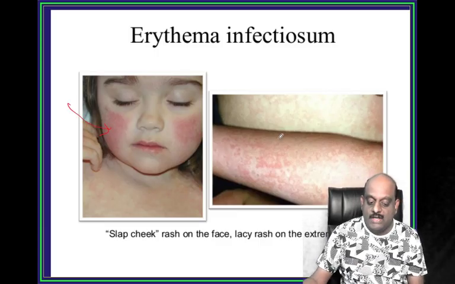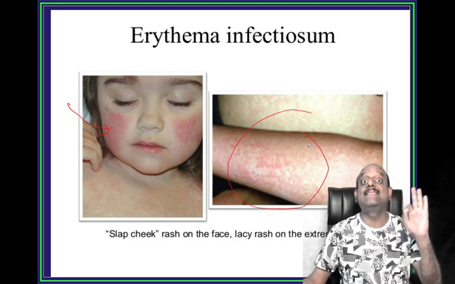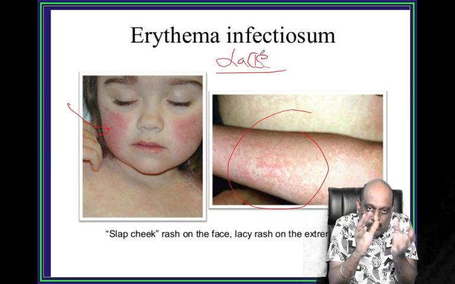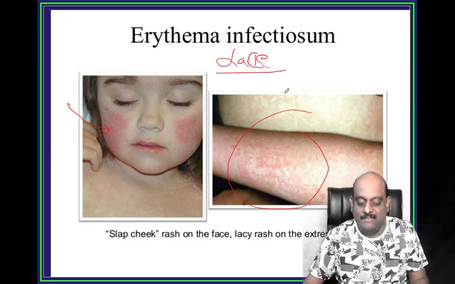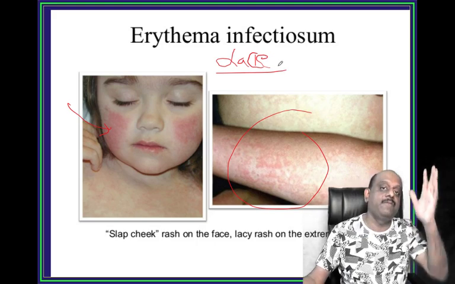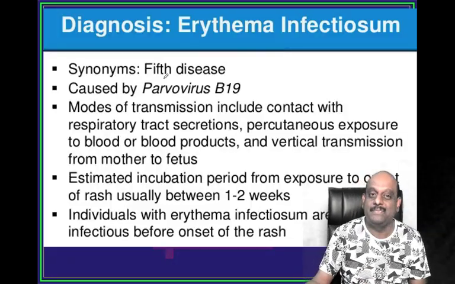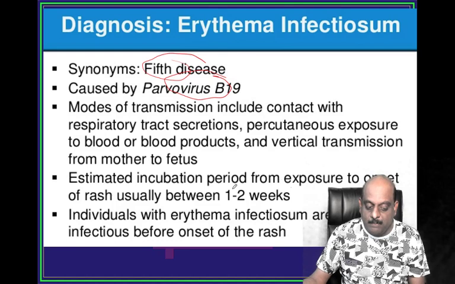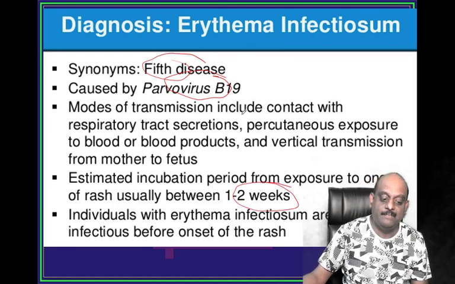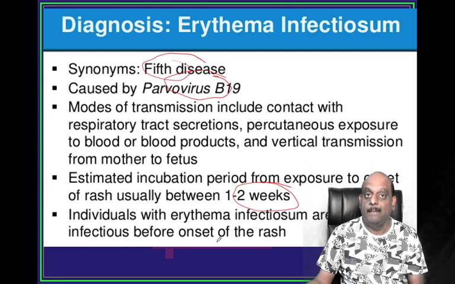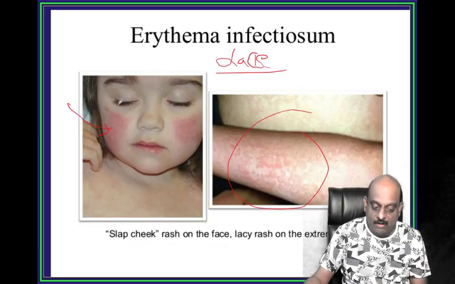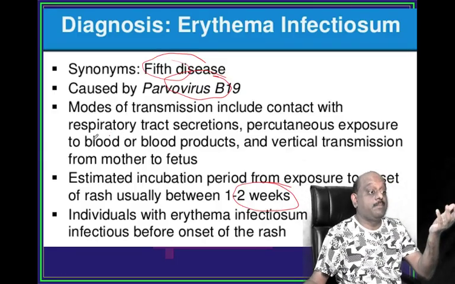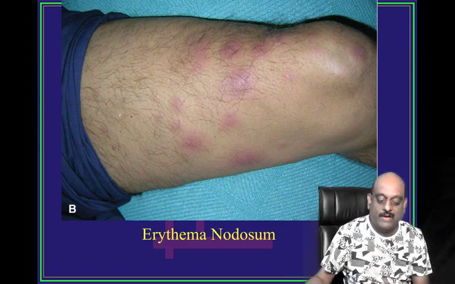So this is called slapped cheek appearance, lacy rash. Lace means net. Net-like pattern ko lacy bolte hai. Lacy rash is a classical feature of erythema infectiosum. Isko fifth disease bolte hain, parvovirus B19. Incubation period is 1 to 2 weeks, and they are most infectious before the onset of rash, even before this slapped cheek appearance appears. That is what we need to remember.